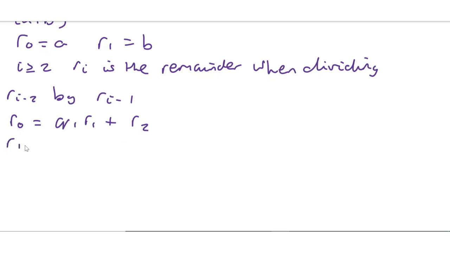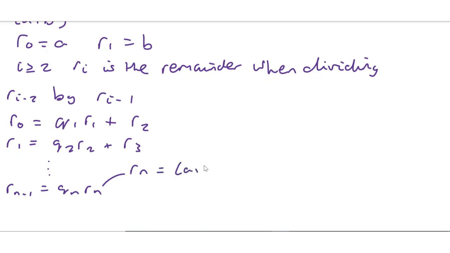So r1 is equal to q2 r2 plus r3, and we keep going with this until we get to a point where we get to some rn such that there's no more remainder, such that the remainder is 0. The remainder is 0, and then we stop, and then rn is equal to the GCD, sorry, of a and b.